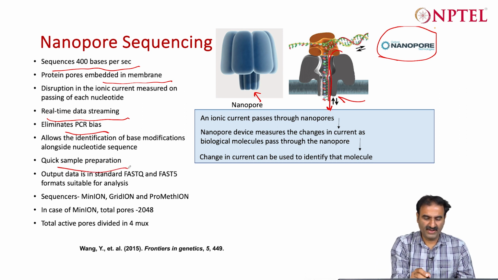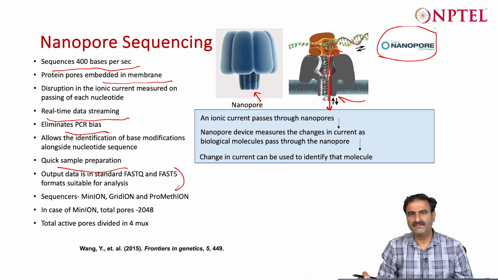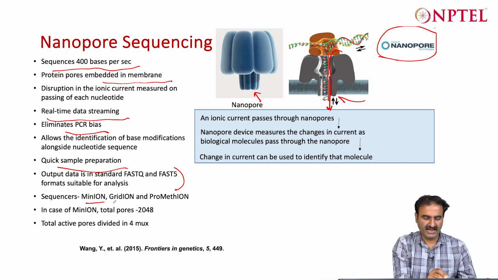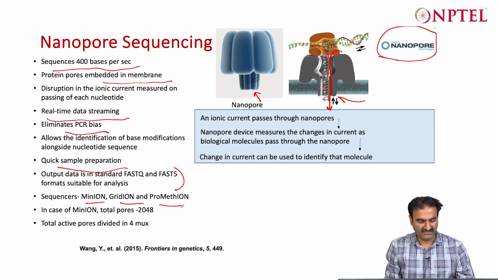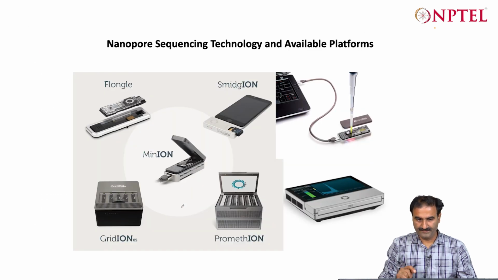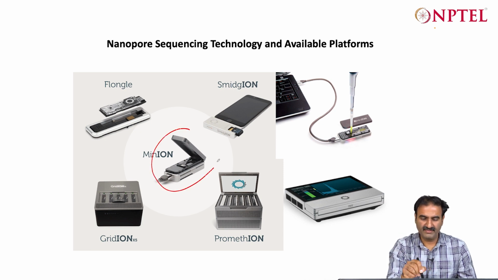Sample preparation is quick, and it gives you data in commonly available formats. The sequencers are MinION, GridION and PromethION, which we will see in the next slide. So these are the different sequencers, and this is a very popular one, the MinION.